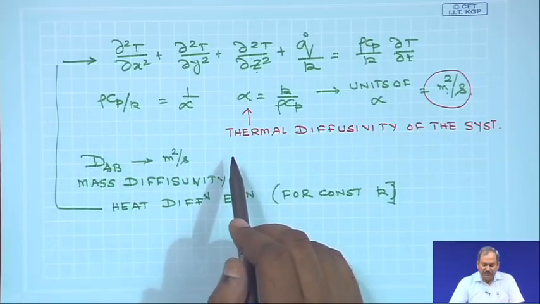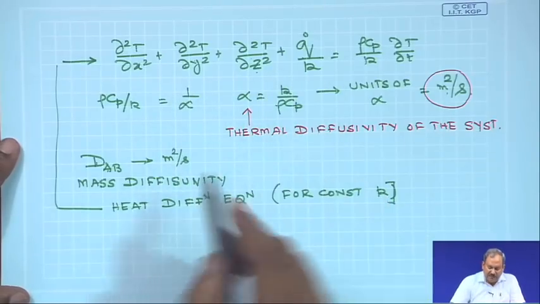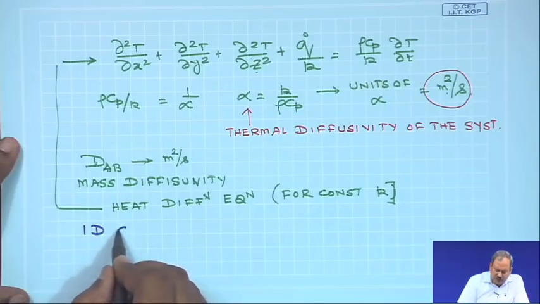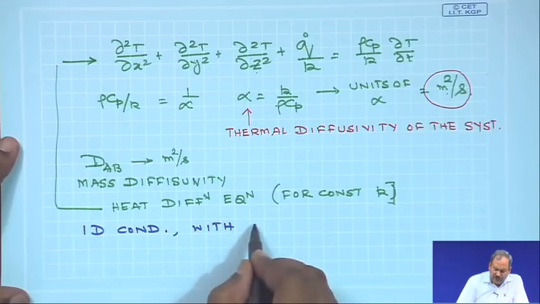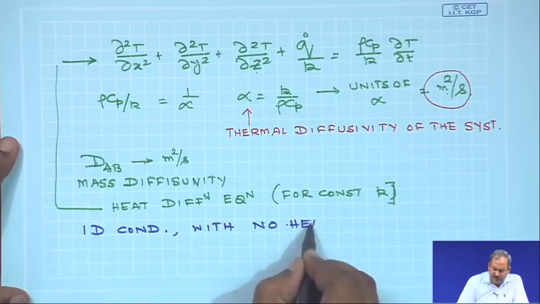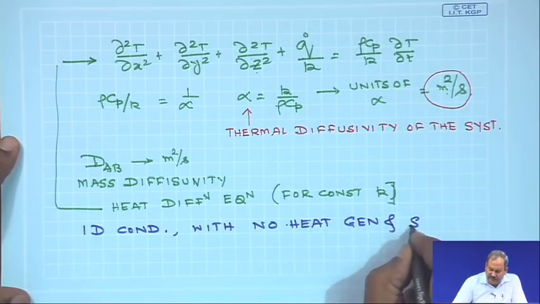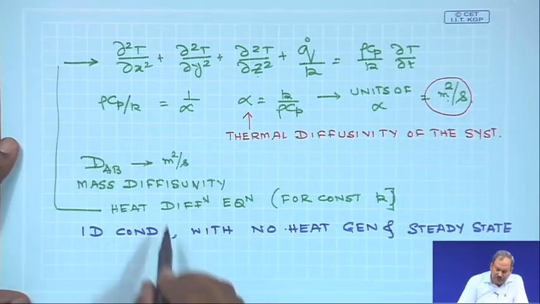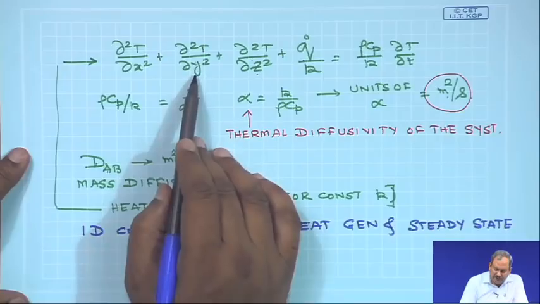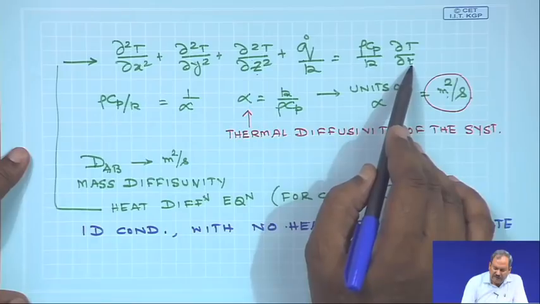What is the simplest possible situation that you can think of that describes the heat diffusion equation? Let us say it is being applied to a case where you have only one dimensional conduction with no heat generation, and it is at steady state. That is the simplest possible thing you can think of, which would give you that t is not a function of y, t is not a function of z, there is no q dot present in the system and t is not a function of time.